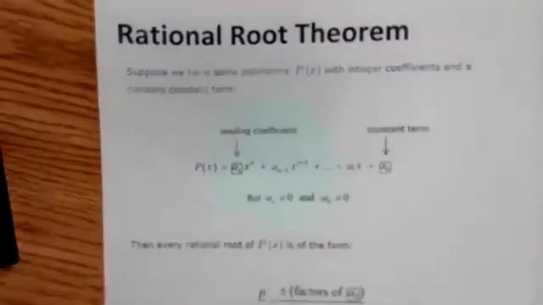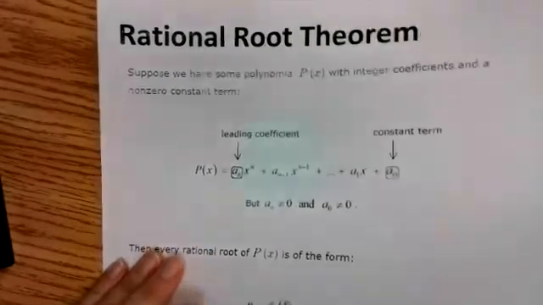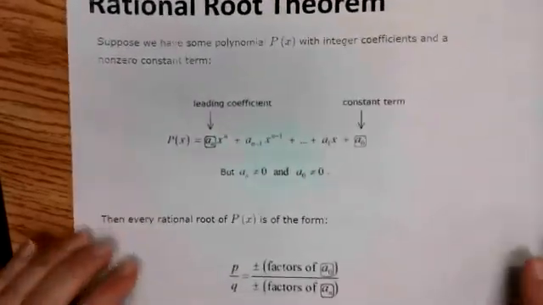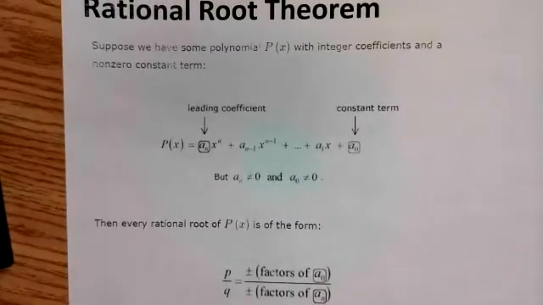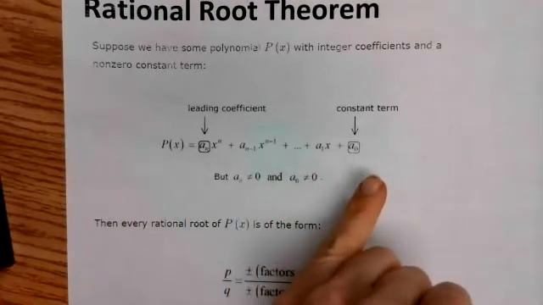Okay. Next we have the rational root theorem. So this is something to write down. I know it's a little bit vague and a little bit messy. But the rational root theorem helps us find potential solutions. So suppose I have some polynomial with integer coefficients and a non-zero constant. So here I have this polynomial function.